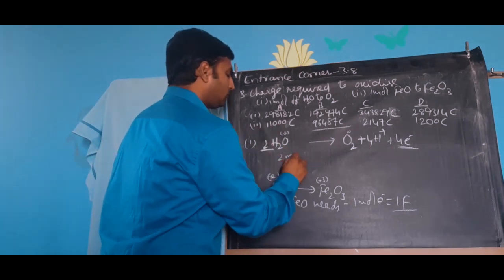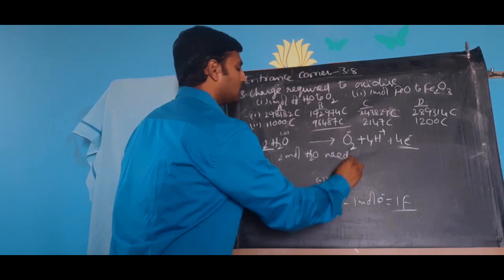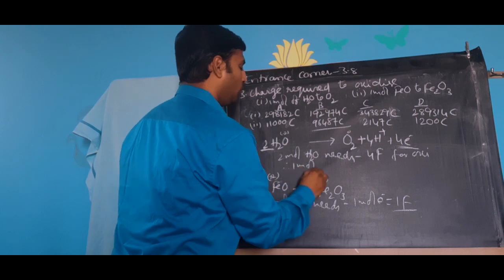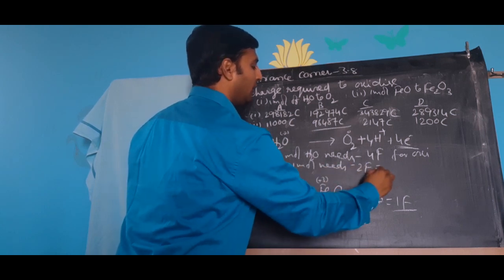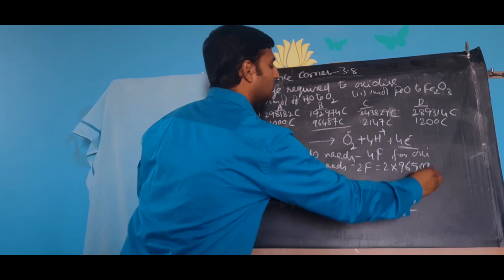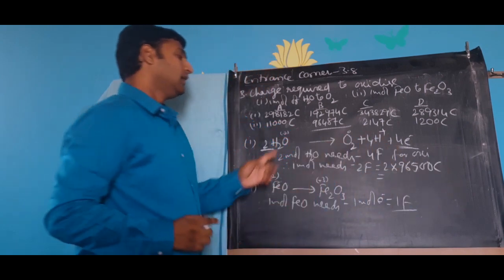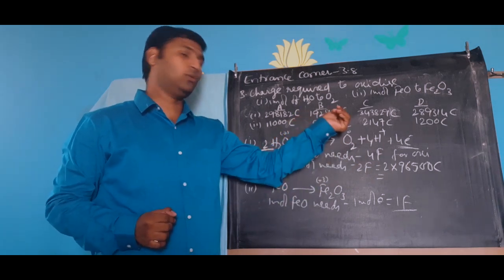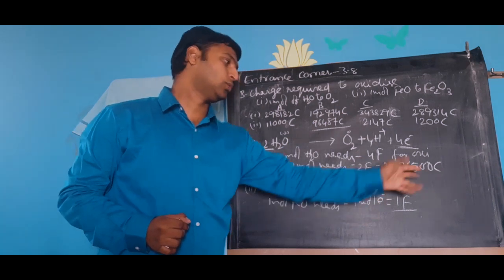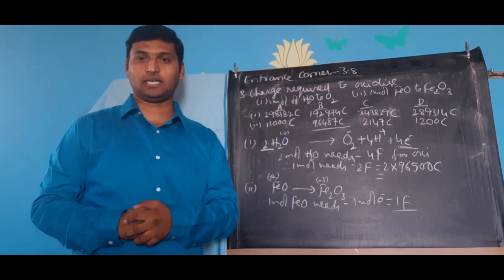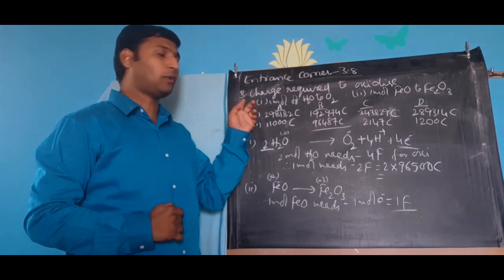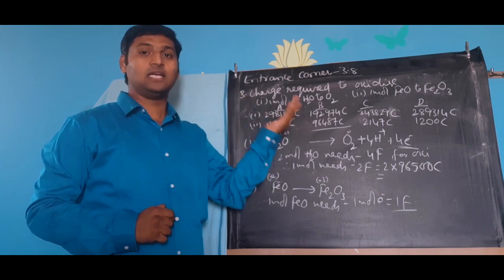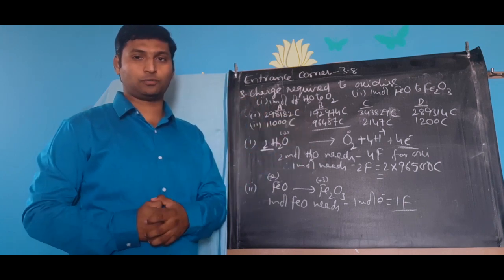Mention that. 2 moles water needs 4 Faraday for oxidation. Therefore, 1 mole needs 2 Faraday. That is 2 into 96,500 coulombs. Of course, here instead of taking a rounded off value, he has taken probably 96,487. That's why you have this value, which will be closer to 2 into 96,500. Multiply it, you will understand it. Okay. So this is a problem in which the quantity of substance is given and charge supplied is asked. Let us move on to the fourth problem.